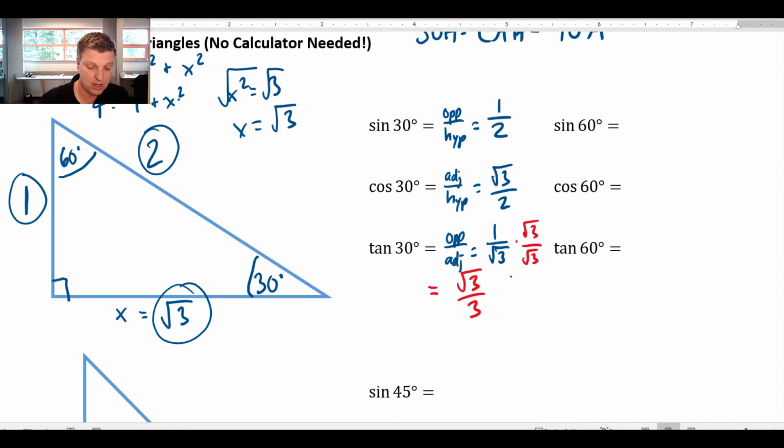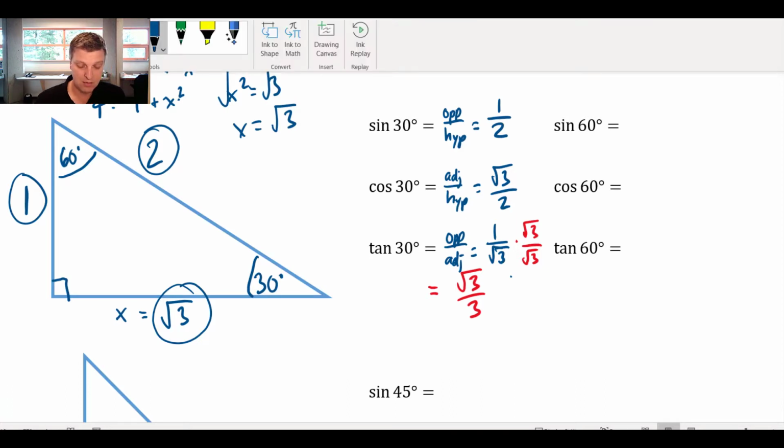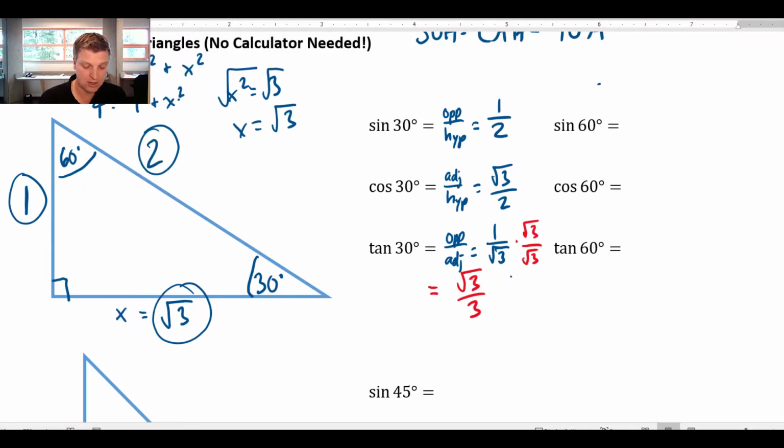So same thing here when we do the sine of 60 degrees. If we imagine 60 degrees, now I'm looking at this angle over here. Opposite over hypotenuse is going to equal root 3 over 2. And for cosine of 60, adjacent over hypotenuse is going to equal 1 over 2. And for the tan, opposite over adjacent is going to equal root 3 over 1, or just root 3.